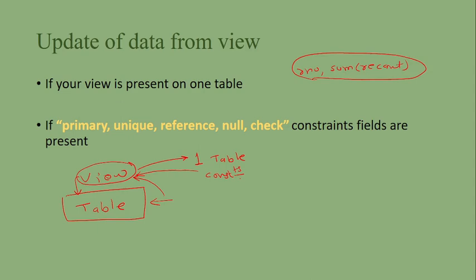Because we have an aggregate function. So if the query used to create your view is a simple query, the view is present on a single table, and all constraint fields are part of the view, then we can modify the data present in the view. Whatever modifications you have done on a view will be carried to the table automatically.